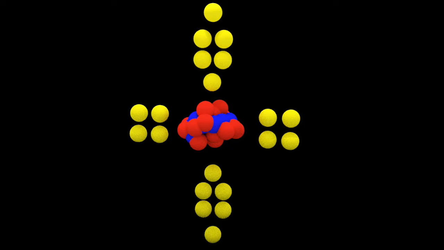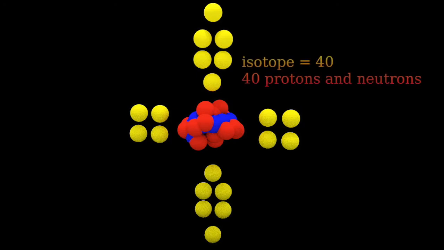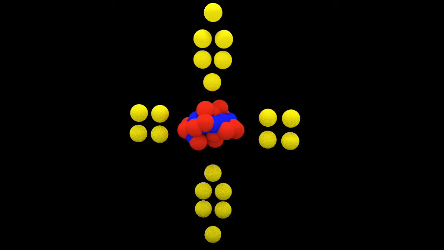So you said that there are these proton and neutron thingies in the nucleus, right? And as you said, that isotope is 40, which means there is a total of 40 protons and neutrons. So how many protons and neutrons are there, exactly, of each?